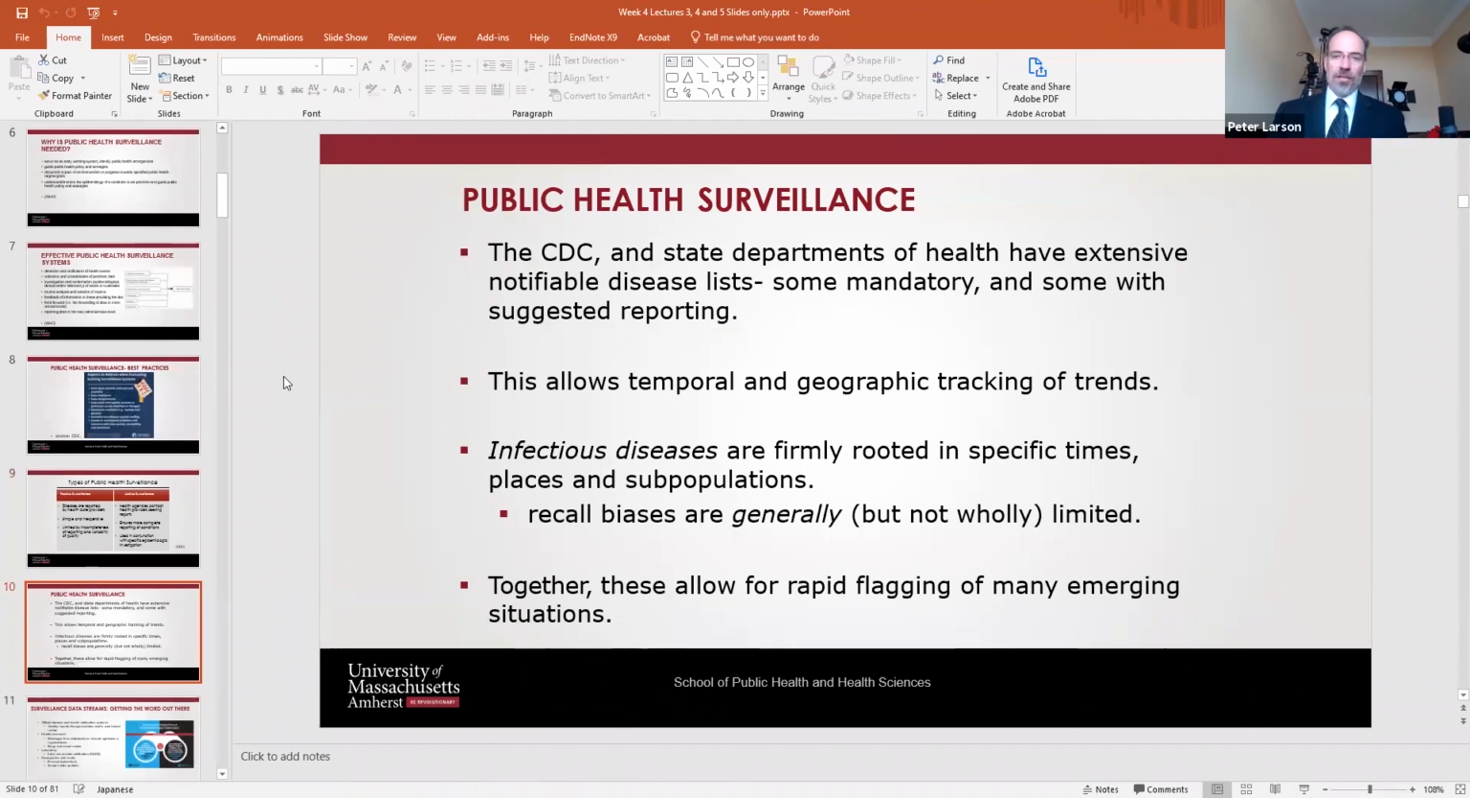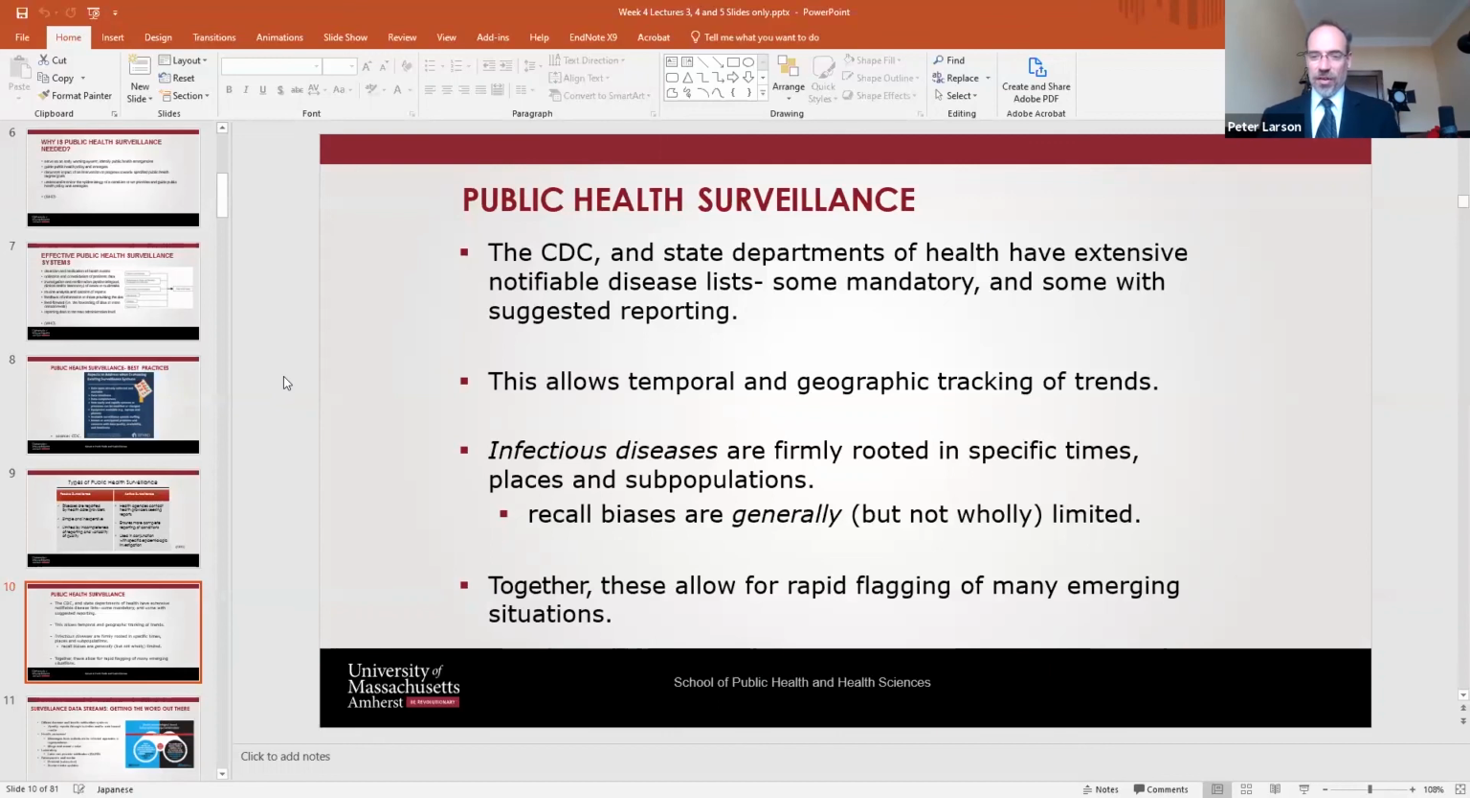Public health surveillance: the CDC and state departments of health have extensive notifiable disease lists. Some are mandatory, some are just suggested. And these are great because they allow temporal and geographic tracking of trends. They all have to report these things in some cases. And so this means you're going to get, never complete data, but comparable data across time and space.